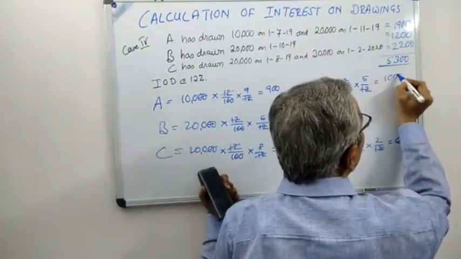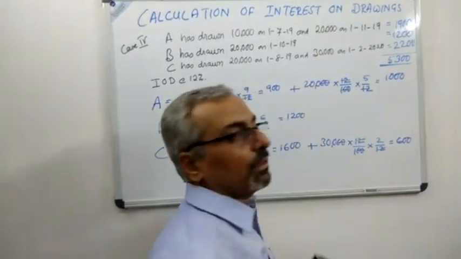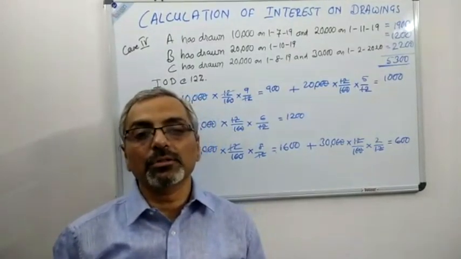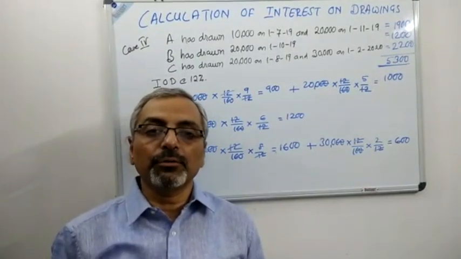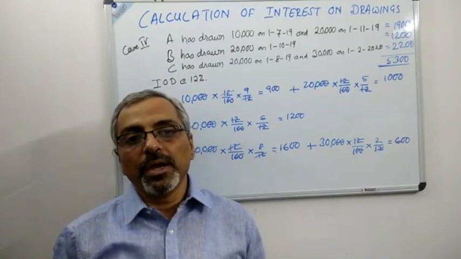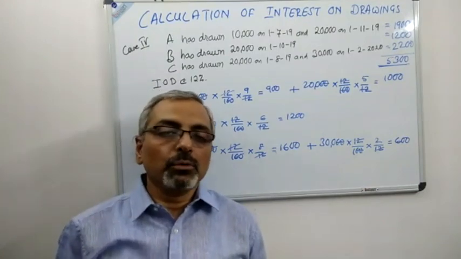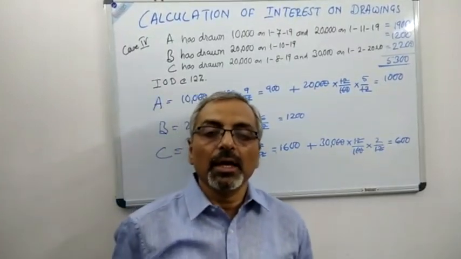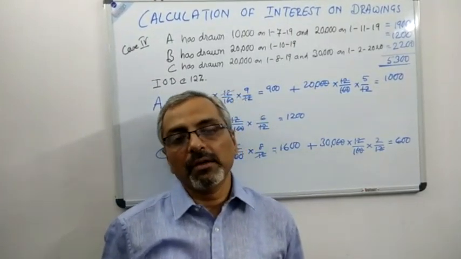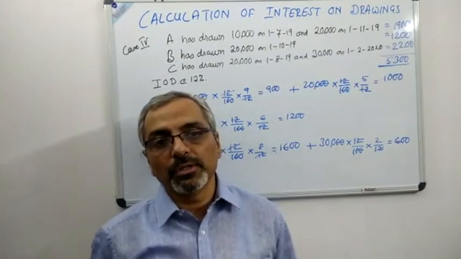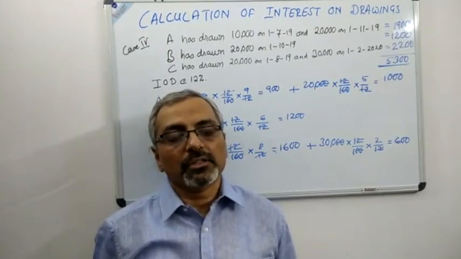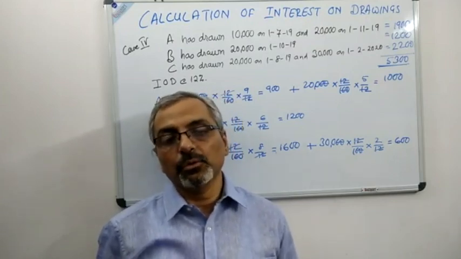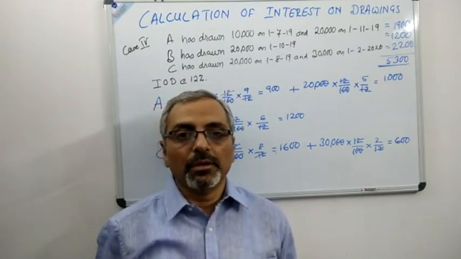Now this 5300 will be posted in the profit and loss appropriation account in the credit side. Why? Because interest on drawing is an income for the firm and it is to be paid by the partners to the firm. So I hope you have understood the calculations of interest on drawing. I have taken 4 cases and I have taken the interest on drawing at 12% according to the partnership deed, and I have explained to you in each and every step how the questions can come to you, what are the ways to calculate the interest on drawing.